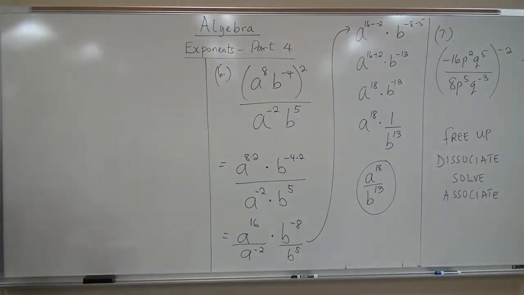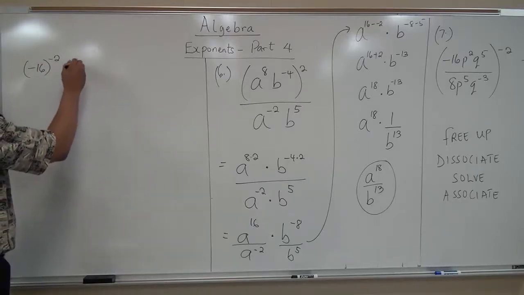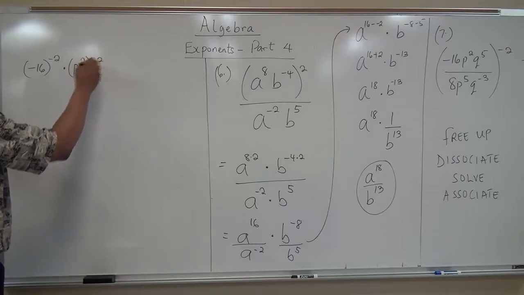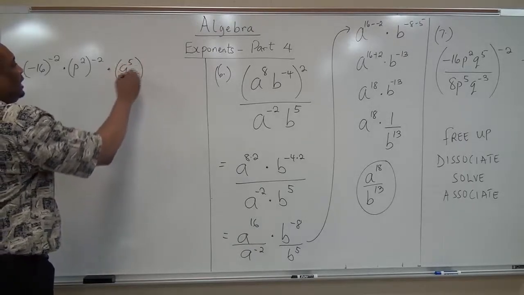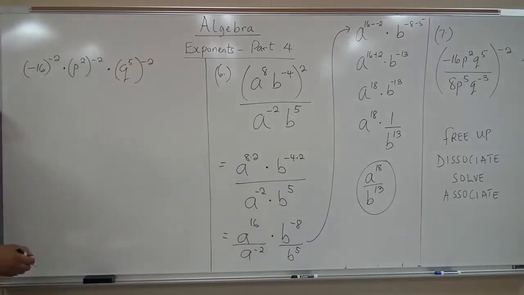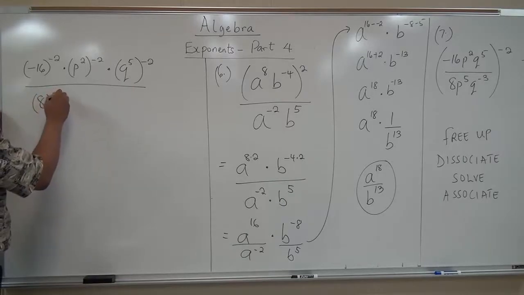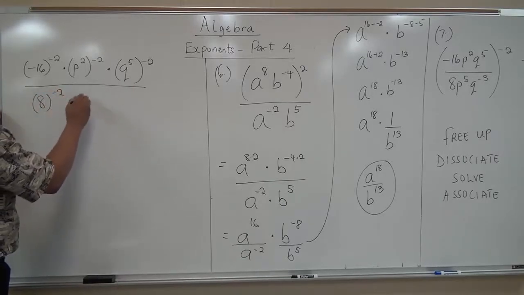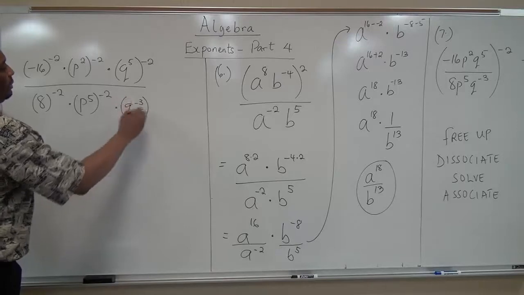Now if we free up, that gives us negative 16 all exponent negative 2, times p squared exponent negative 2, times q 5 exponent negative 2, all over 8 exponent negative 2 times p 5 exponent negative 2 times q negative 3 exponent negative 2.